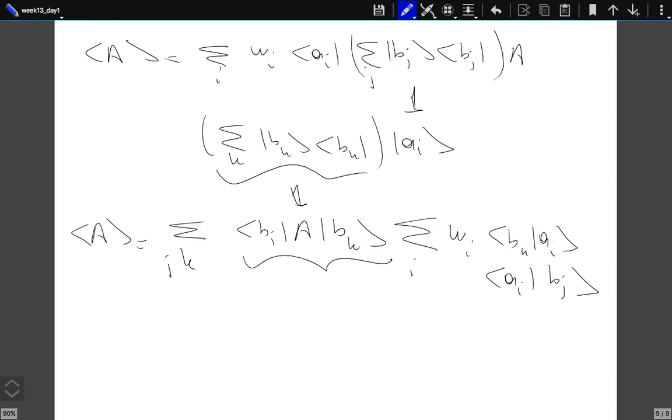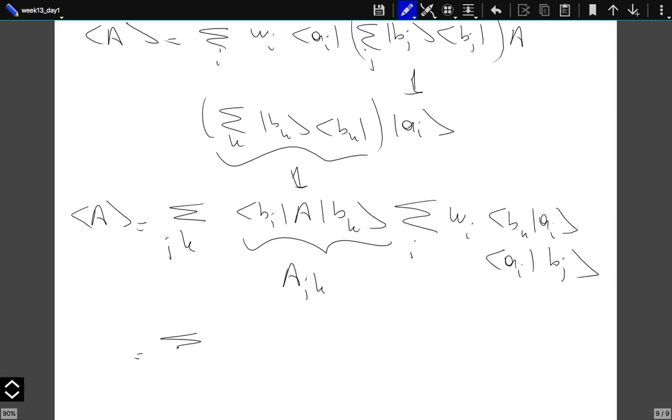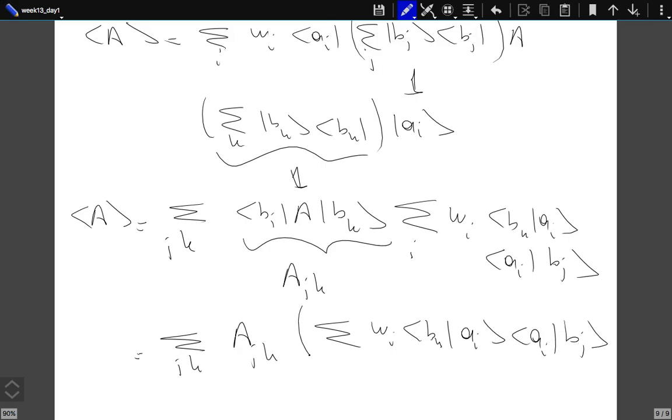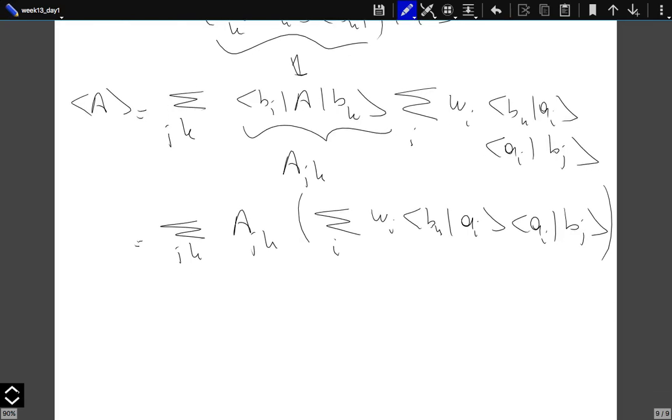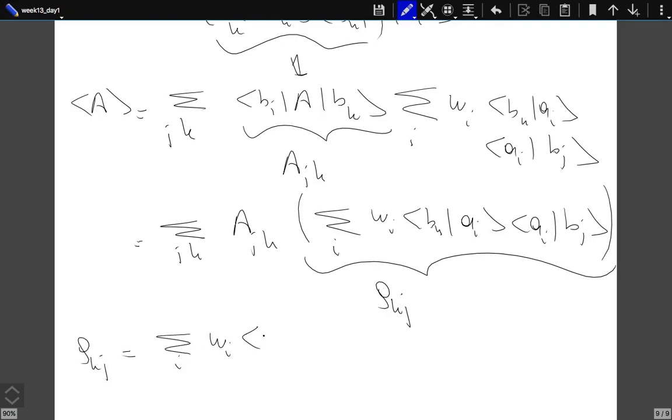Well, you see, I had already defined this quantity as A_jk, the matrix element of that operator A in the basis B_j. This is equal to sum over JK, A_jk multiplied with sum over i of omega_i <B_k|A_i><A_i|B_j>. Here the sum is over i. Now I will make one more definition. I will call all of this thing rho_kj. Now rho_kj is equal to sum over i omega_i <B_k|A_i><A_i|B_j>.